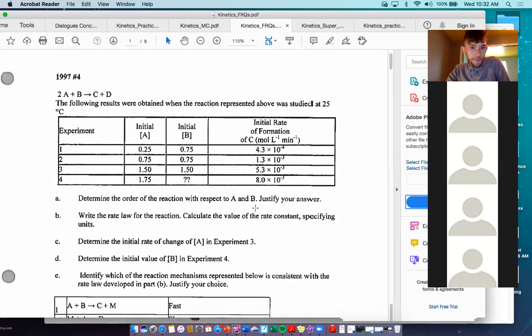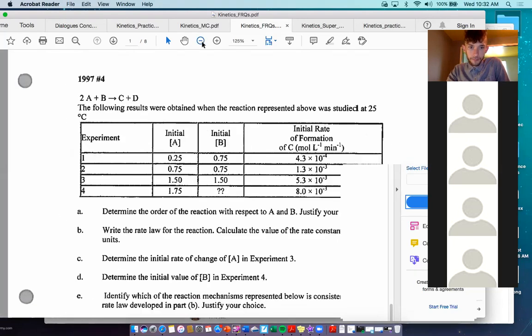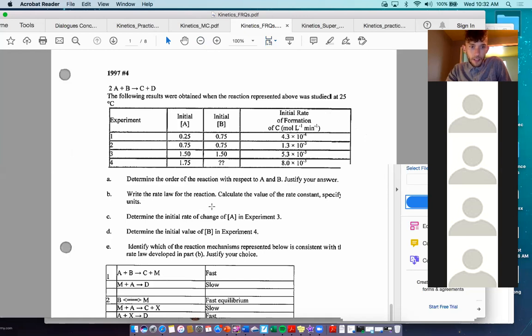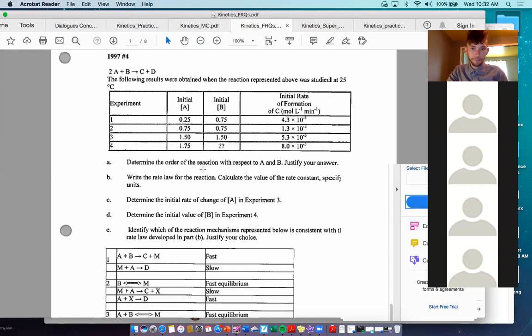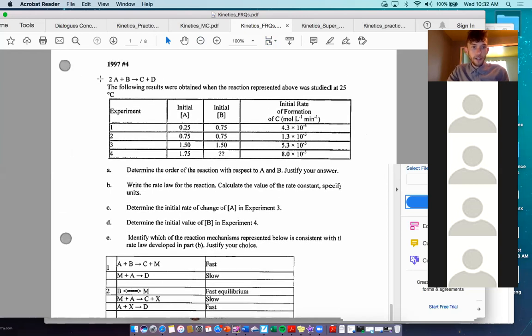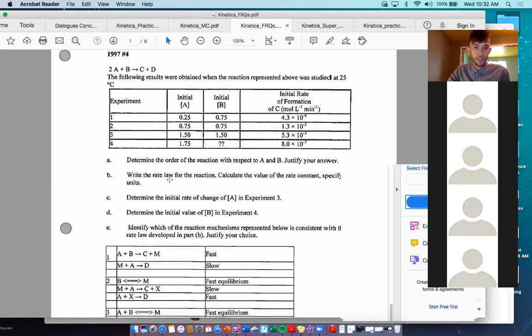All right, you know what? It might be worth our time to do this 1997 question in its entirety. So why don't we work on this? All right, so here it looks like I have 4 different experiments. Did we work on part of this already? I don't recall if we did or not. And here's a chemical reaction. And it looks like I have initial rates of reaction. So I can determine the order of the reaction and write the rate law.